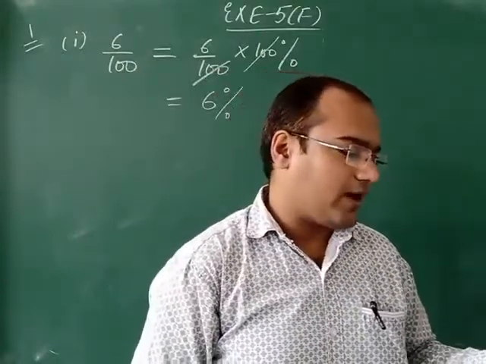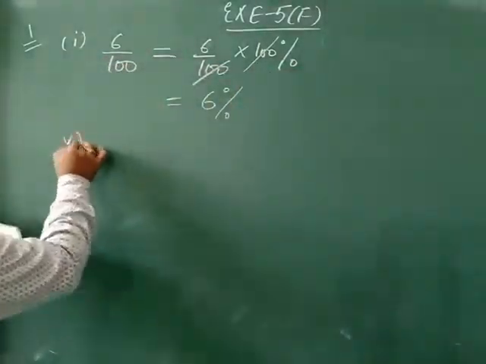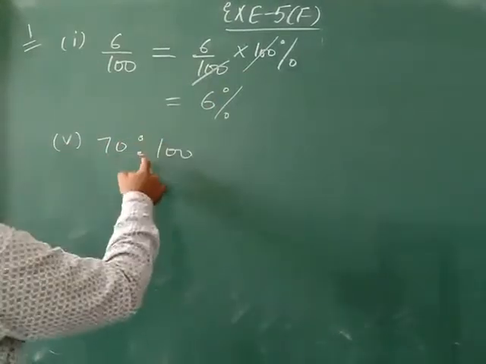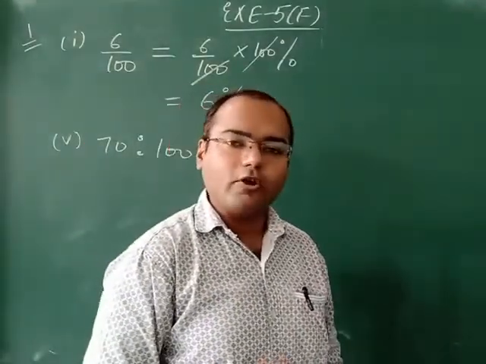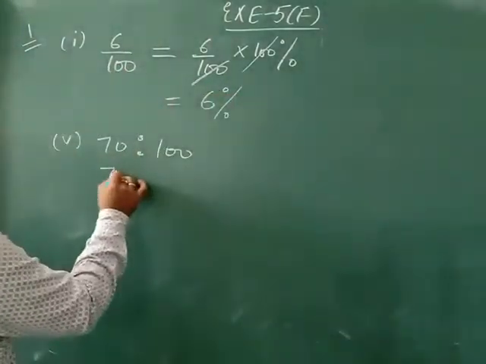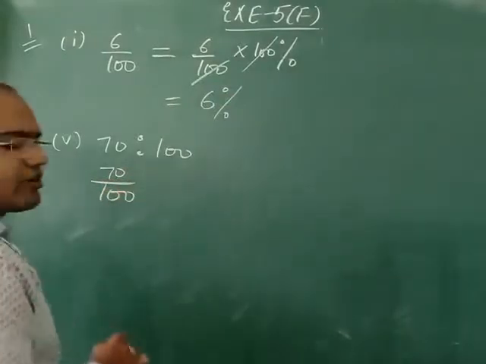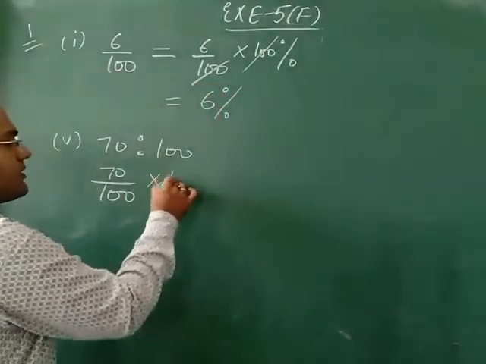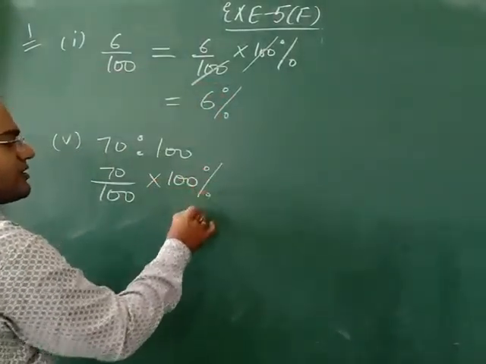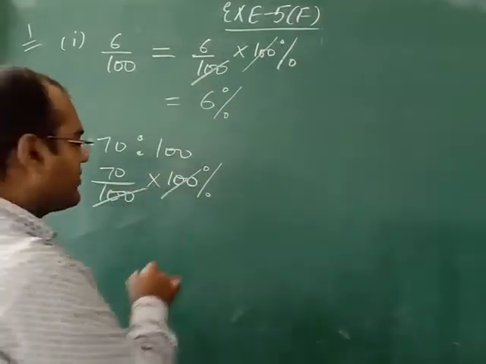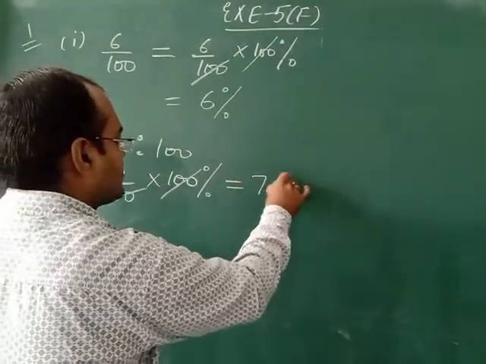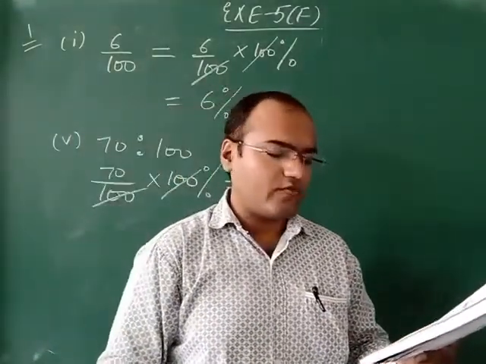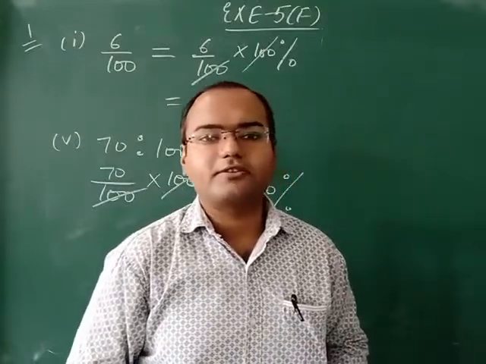Now see another part number 5th. Fifth part question is 70 ratio 100. Ratio sign is given. So ratio means upon. So first of all you will write in upon form 70 upon 100. Now in order to change into percentage, you have to multiply with 100 and after that you have to put percent sign. Now this numerator 100 and denominator 100 will get cancelled. So final answer of this question is 70%. So like this you have to do all the parts of question number first.